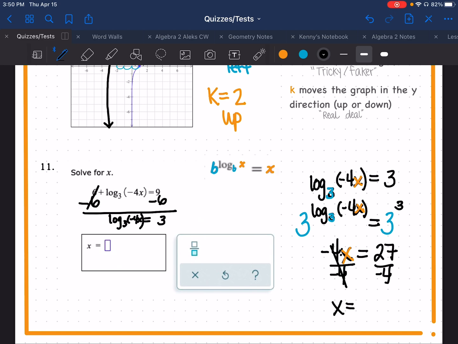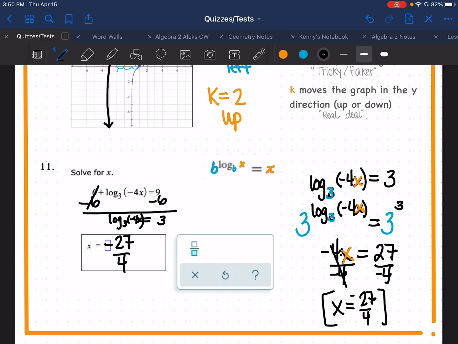When I put this in the calculator, it's going to give me a decimal, but notice that Alex does not want a decimal. Alex wants a fraction, so I'm going to go ahead and leave it. Oop, I don't know where that negative came from. Oh, no, yeah, negative 27 over 4 because the negative on the bottom would come out to the front.